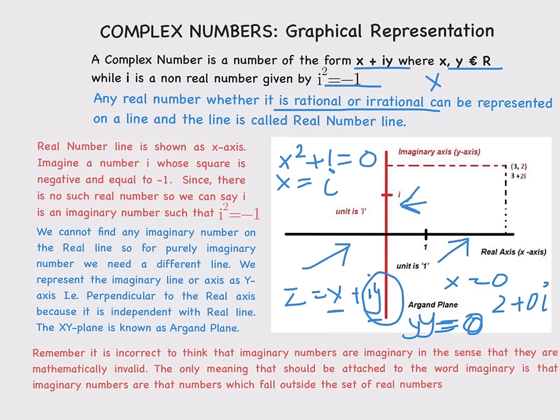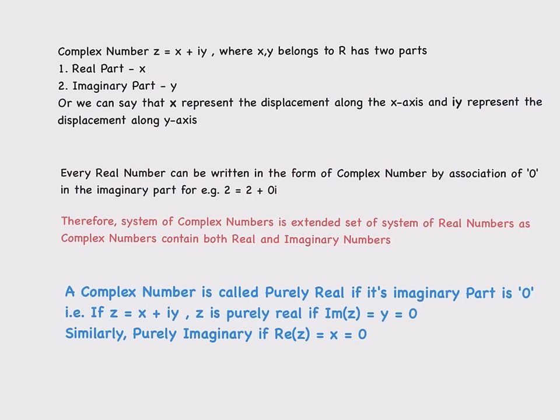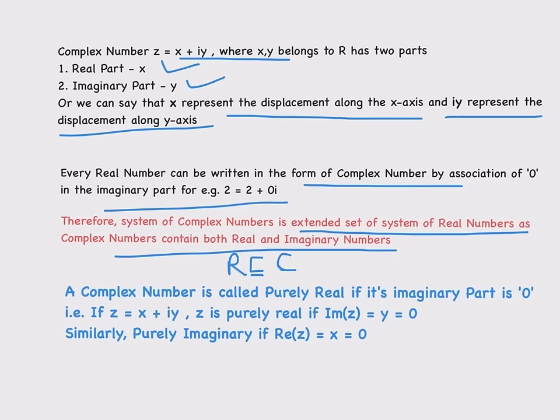Remember, it is incorrect to think that imaginary numbers are imaginary in the sense that they are mathematically invalid. The only meaning that should be attached to the word imaginary is that imaginary numbers are numbers which fall outside the set of real numbers. So the complex number z is equal to x plus iy, where x, y belong to R, has two parts: real part x and imaginary part y. We can say that x represents the displacement along the x-axis and iy represents the displacement along the y-axis.